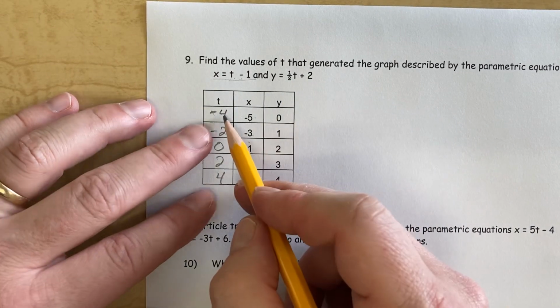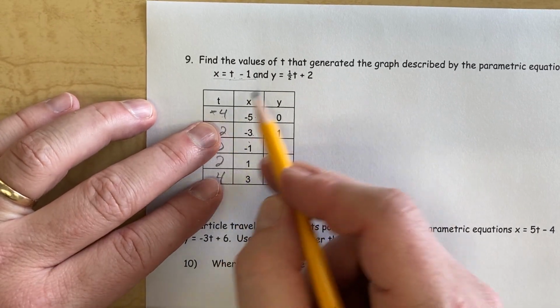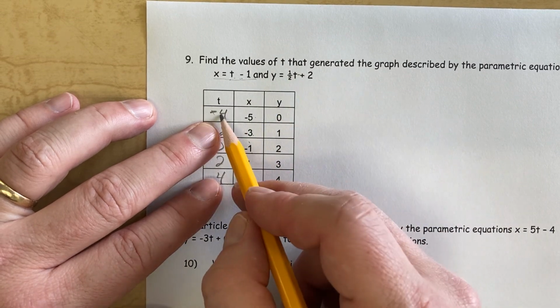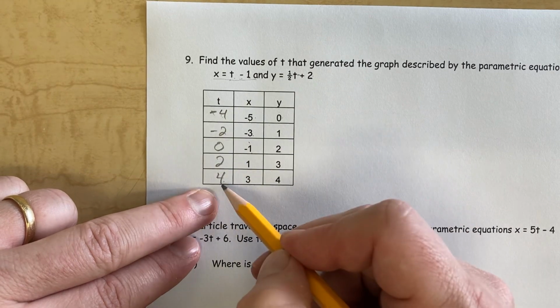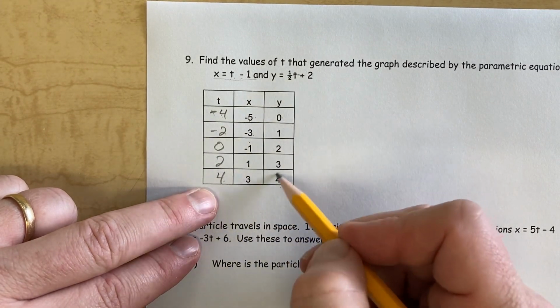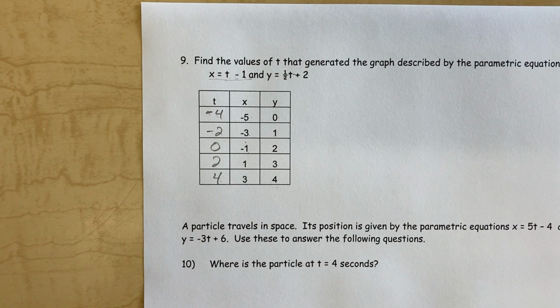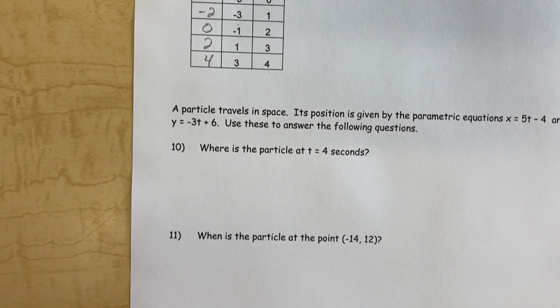Now I might want to just check. If I did half of this, I get negative 2. Negative 2 plus 2 is 0. Check over there. If I take half of 4, I get 2. 2 plus 2 gives me 4. All right, so that all checks out. So again, it doesn't matter which equation, they're going to match up. Just pick the one you think is easier to work with.